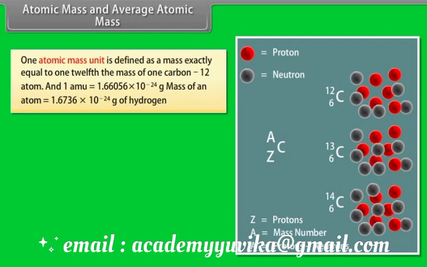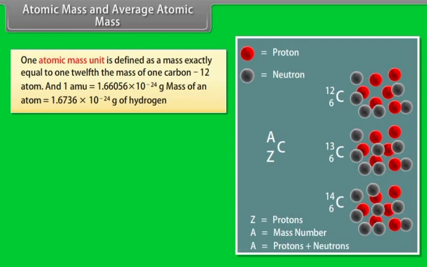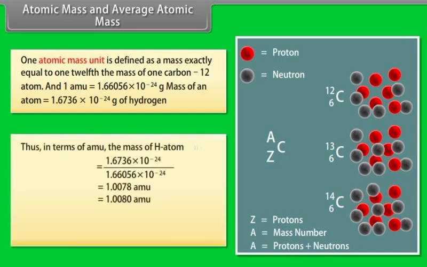Mass of a hydrogen atom is equal to 1.6736 × 10^-24 gram. Thus, in terms of amu, the mass of an H atom is equal to 1.6736 × 10^-24 divided by 1.66056 × 10^-24, which is equal to 1.0078 amu, which equals 1.0080 amu.